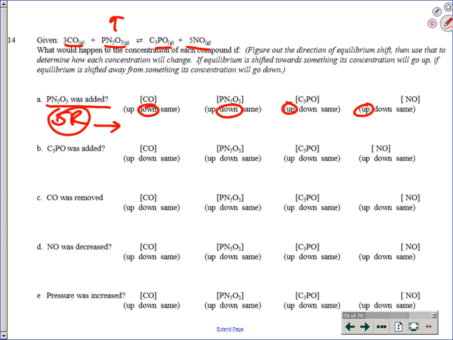Okay, adding C3PO, thought that was pretty good. Okay, adding C3PO, what kind of shift is going to occur? Everybody, come on. It's going to go to the left because C3PO is a what? Good, good. As you add a product, it's noticing you're increasing this side, so you're going to go the opposite direction to accommodate for that. So what should happen to both reactants?